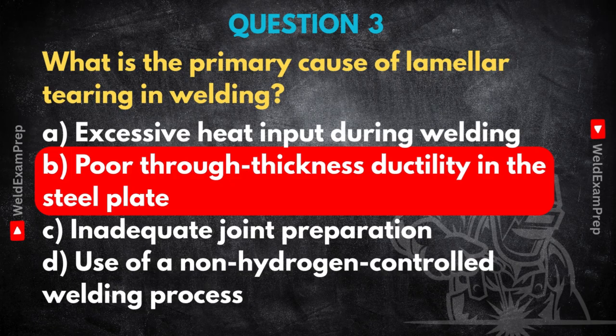So for lamellar tearing, it really boils down to the material's inherent weakness in that specific direction, the through thickness direction, being pulled on by the welding stresses. That's a really critical distinction for an inspector to make. Absolutely. It's about knowing not just how to weld, but understanding what you're welding and identifying its specific vulnerabilities before you even start. Right.